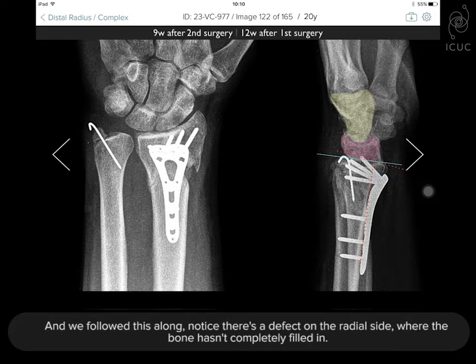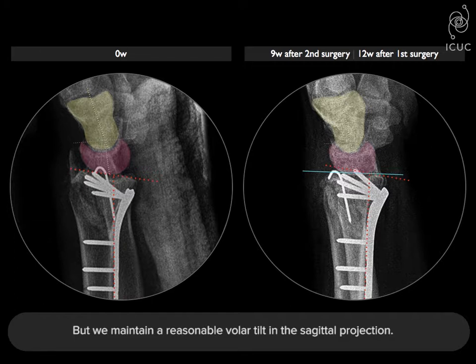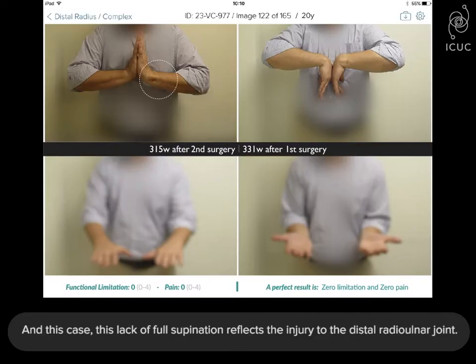And we follow this along. Notice there's a defect on the radial side where the bone hasn't completely filled in, but we maintain a reasonable volar tilt in the sagittal projection. And in this case, the lack of full supination reflects the injury to the distal radioulnar joint.